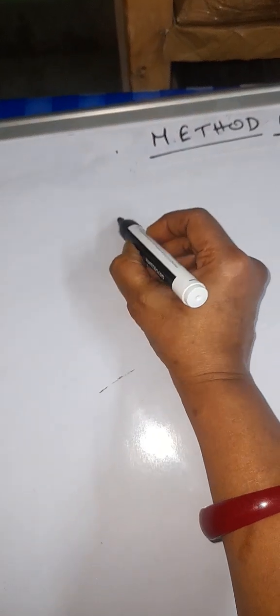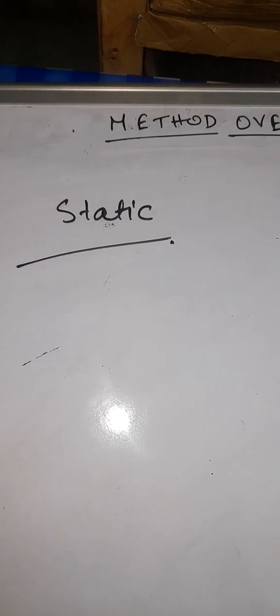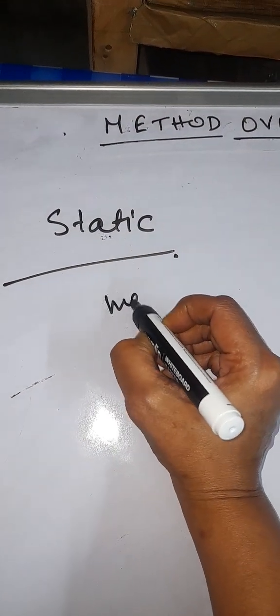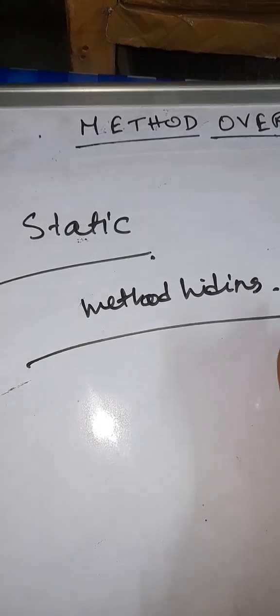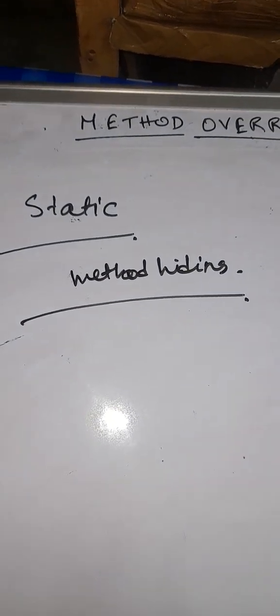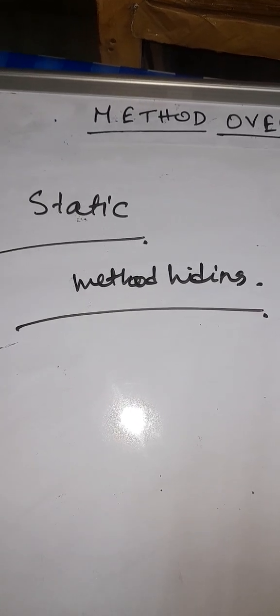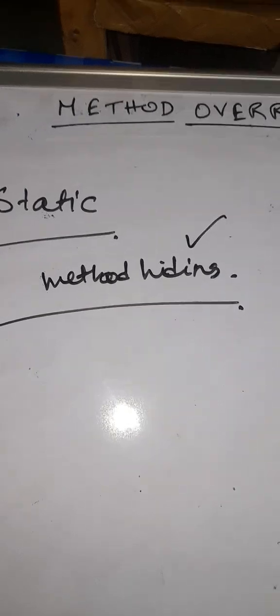Now the next part: if you declare any method as static, what will happen? When you declare a method as static, that static method can't be overridden in the child class. When you try to override it, that will be method hiding, which I already discussed in my before session. So when you declare your method as static, that is not method overriding, that is method hiding.